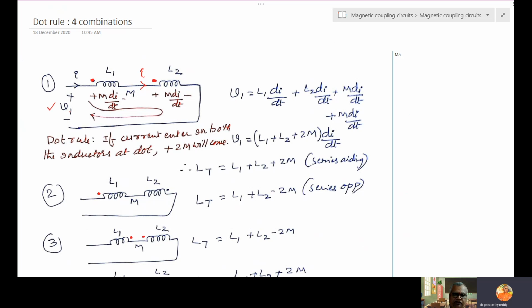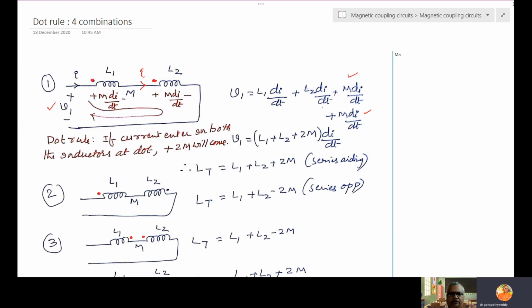Now write the expression for V1. You will get L1 di by dt plus L2 di by dt plus M di by dt plus M di by dt. Remember, self-induced EMF polarity is based on the KVL convention, and mutual induced EMF is also based on KVL. Here going from positive to negative is plus. Here also positive to negative we are going, plus. But this M di by dt is plus or minus based on the dot sign convention. So accordingly, we have written the V1 equation.